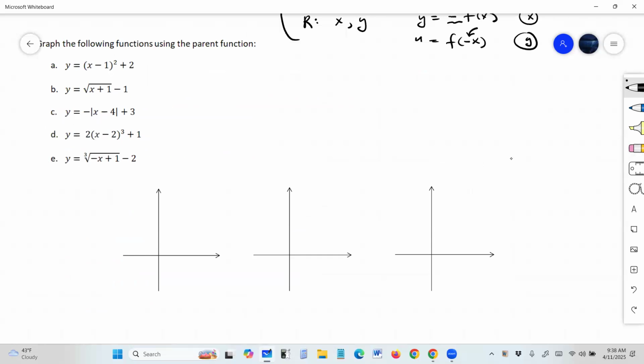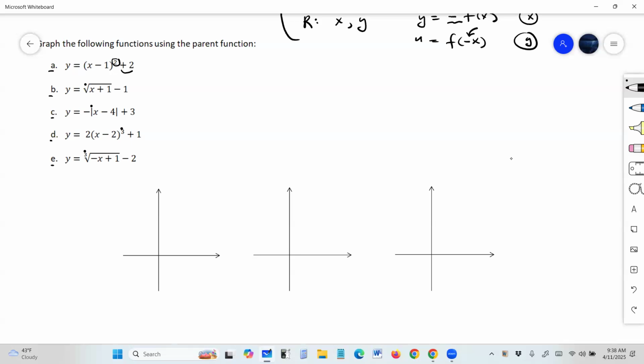And so remember that all of these examples begin by first having us identify the parent function. So in this case, it's the x squared or the quadratic function. This would be the square root. This would be the absolute value. This would be the cubic, and this would be the cubic root. So after we identify the parent function, it will be useful to identify the transformation.